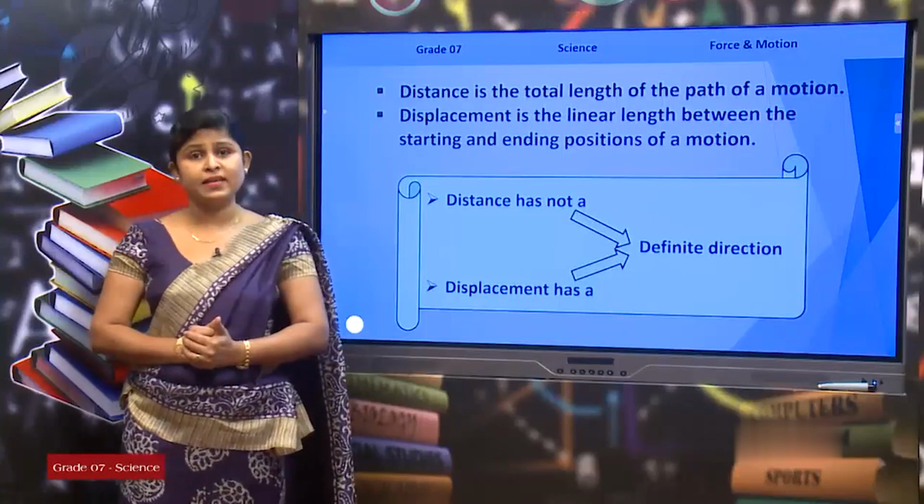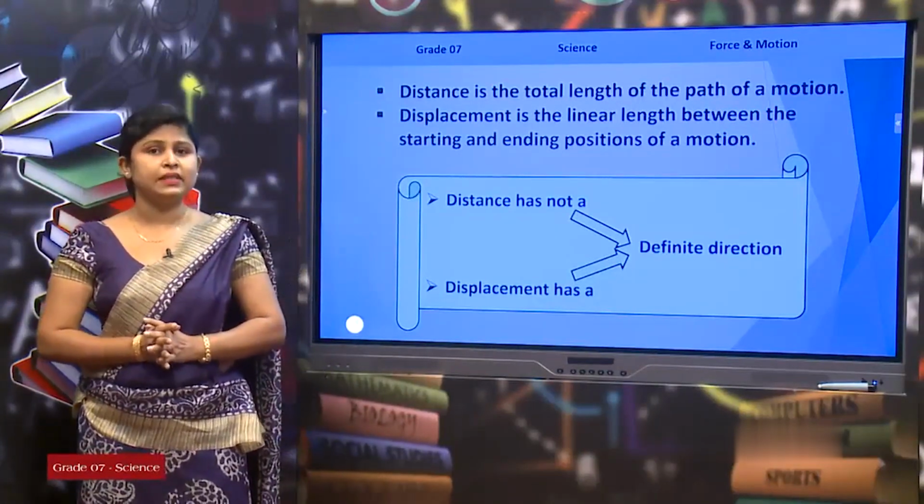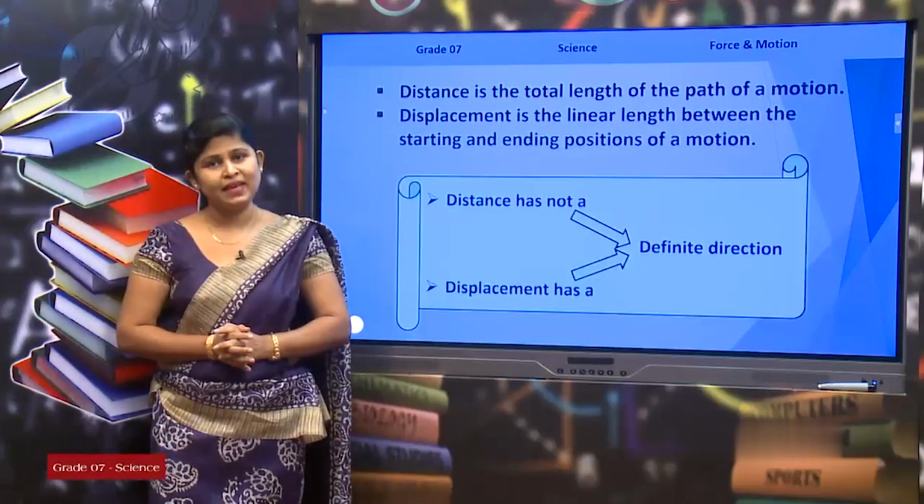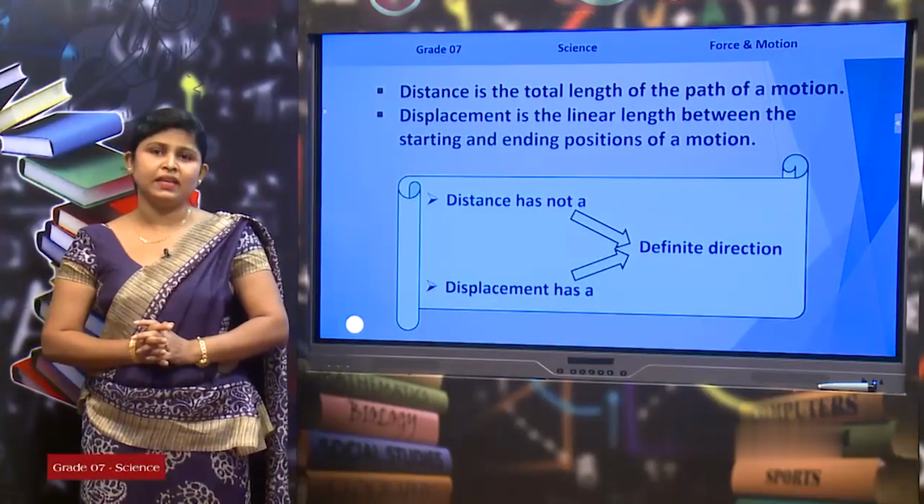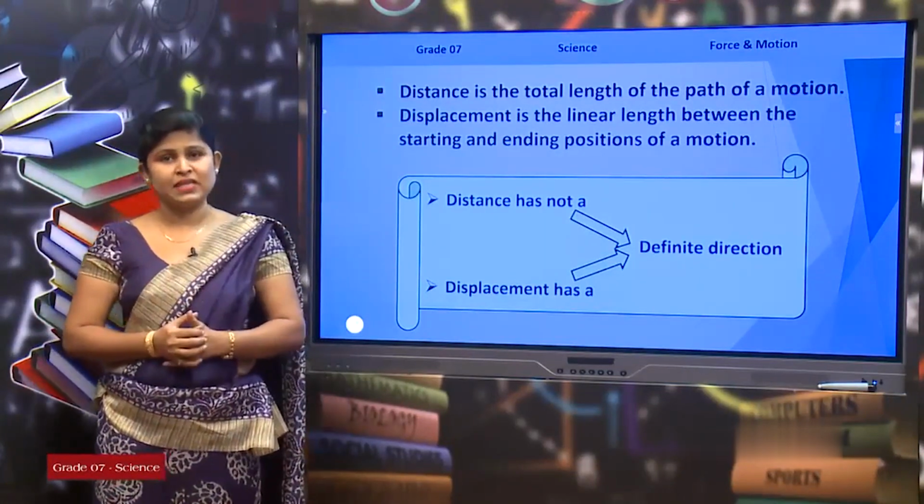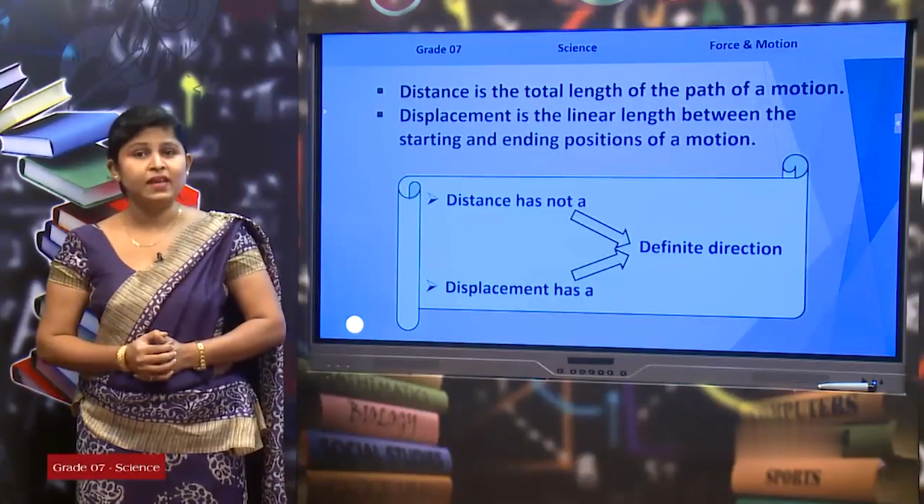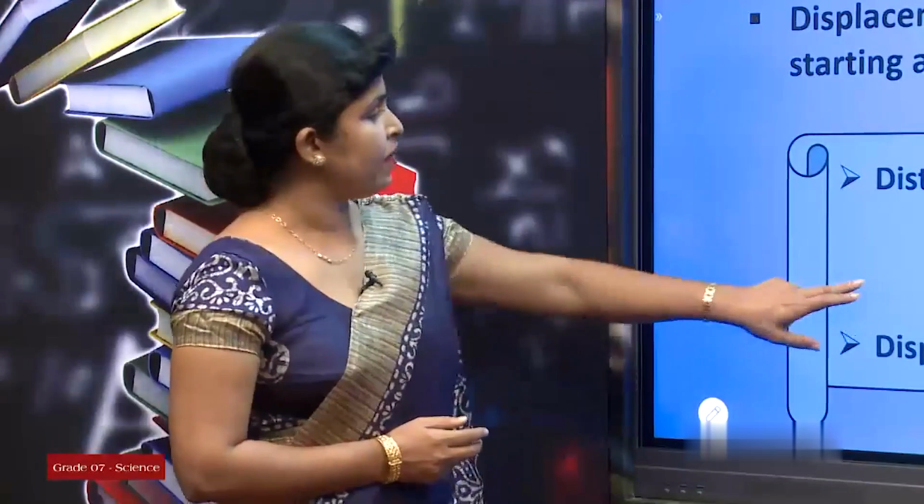So, you have to understand that distance is a quantity without a definite direction, but displacement is a quantity with a definite direction. That is why I said that when we describe the displacement, we have to indicate the definite direction. Understood? Okay, very good. Let us move on to the next one.